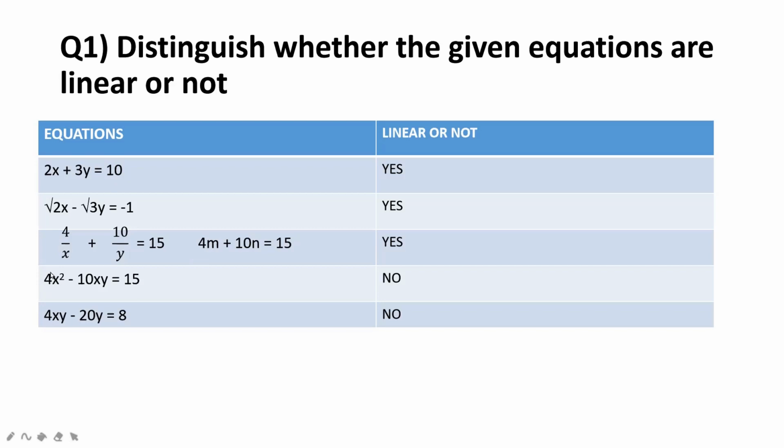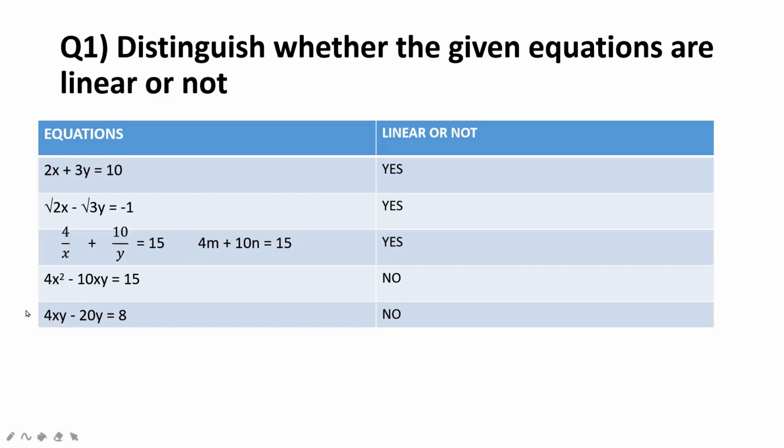The fourth equation we have is 4x square minus 10xy, which is equals to 15. So here we have two variables, but the degree of x is not 1. The degree of x is what? 2. So our second condition is not satisfied. And I just told that if any one of the condition is also not satisfied, then it is not a linear equation. And since the degree is 2, so we will say that this is not a linear equation.